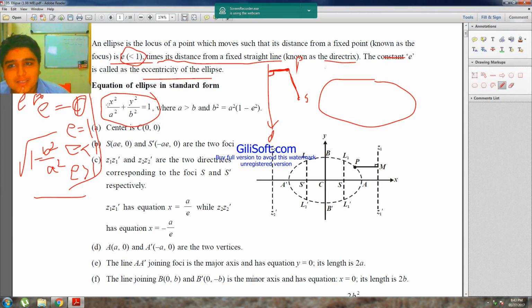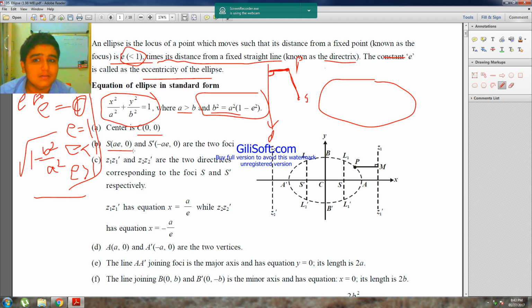So the equation is x square upon a square plus y square upon b square is equal to 1, where a is greater than b and b square is equal to a square into 1 minus e square. We've already studied all this, it's not really important. And the center is (0, 0), that is the origin. We have S, and what is S over here? S is the focus, and the coordinates of the focus are plus or minus ae, 0.